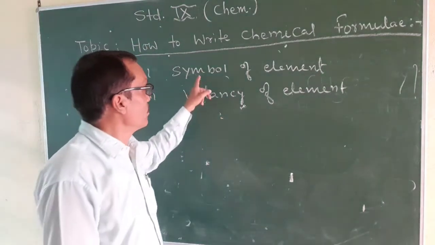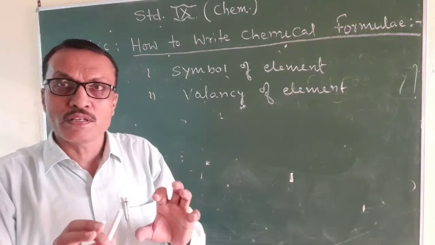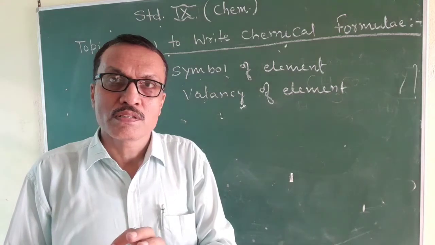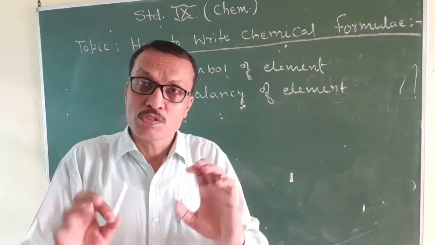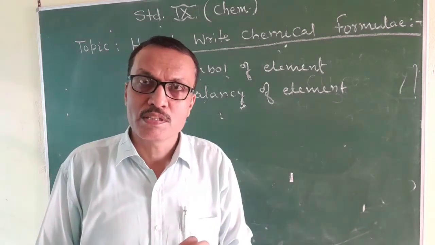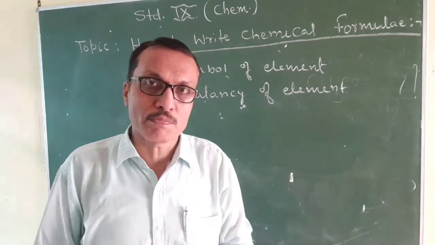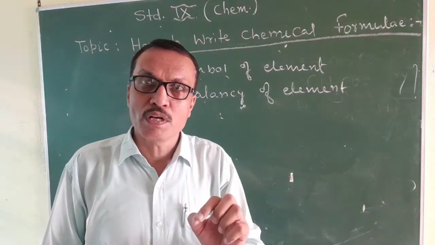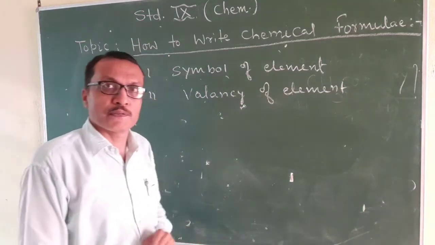First, the symbol of the element. Whatever element is present in that substance, you must know the symbol of that element. If you don't know the symbol of the element present in that substance, it will be difficult for you to write the chemical formula. So the first thing we require is the symbol of the element.